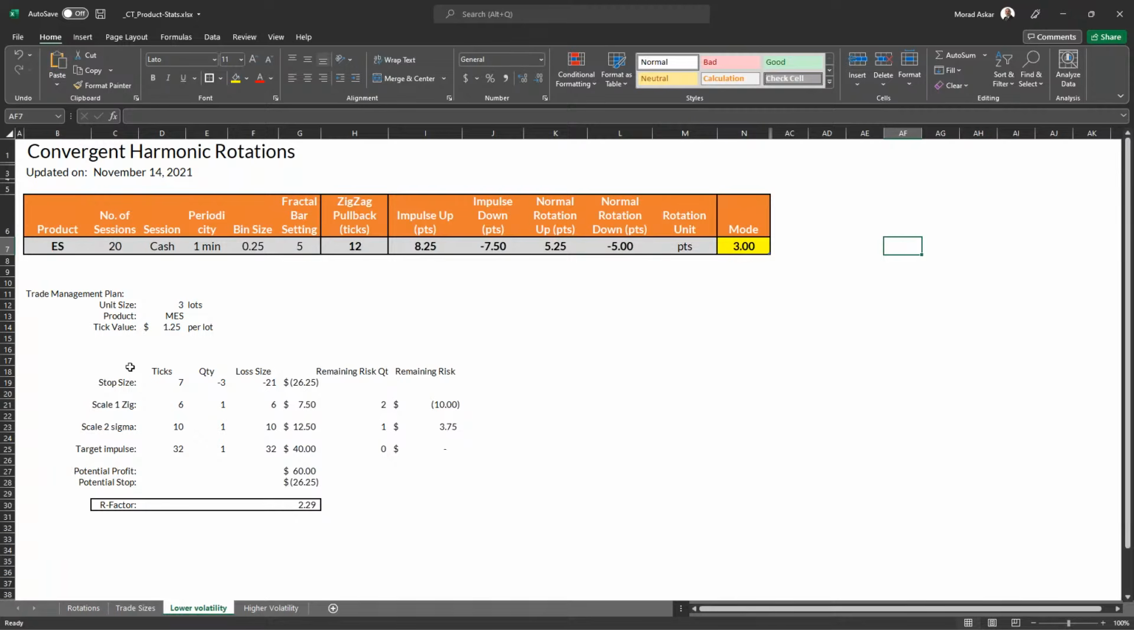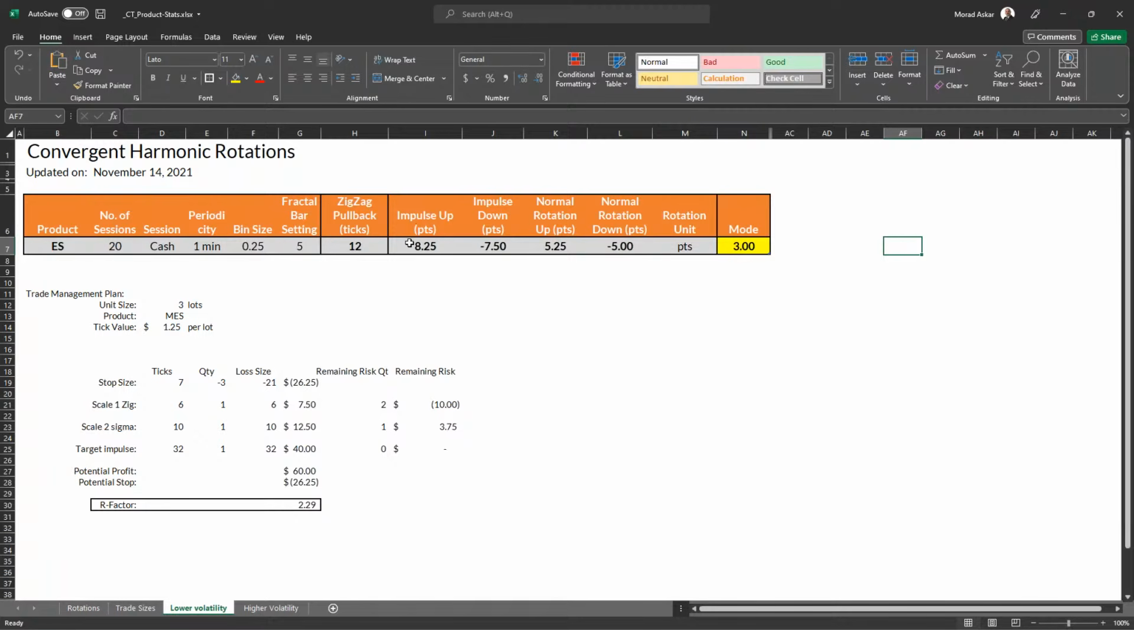A unit size of 3 lots. The product you're going to use here is the MES. The statistics are done on the ES, although with the volume that the MES has now, you could probably do statistics on that without an issue. The tick value is $1.25 per lot. So we're going to talk in ticks.